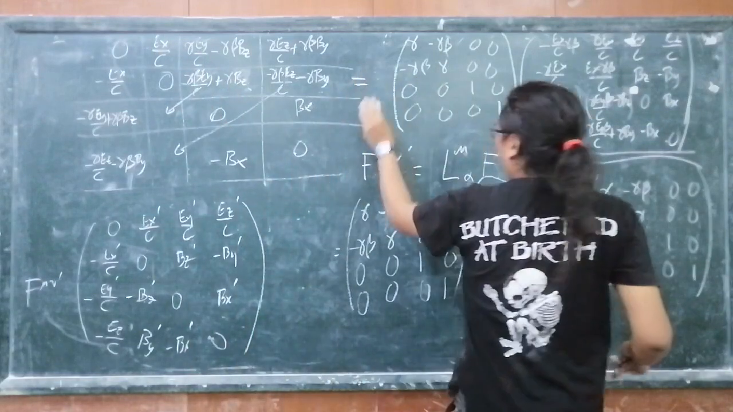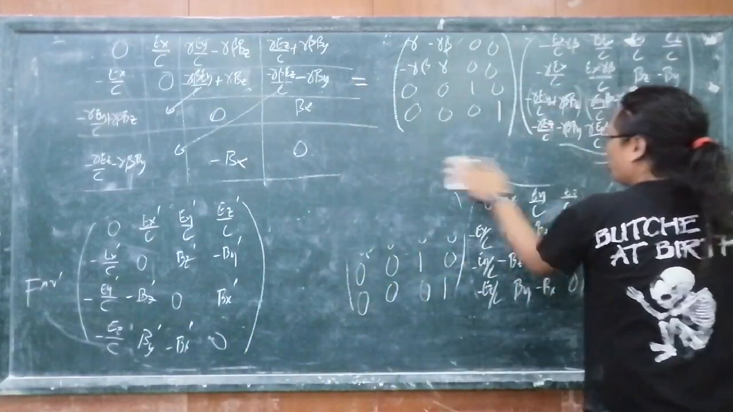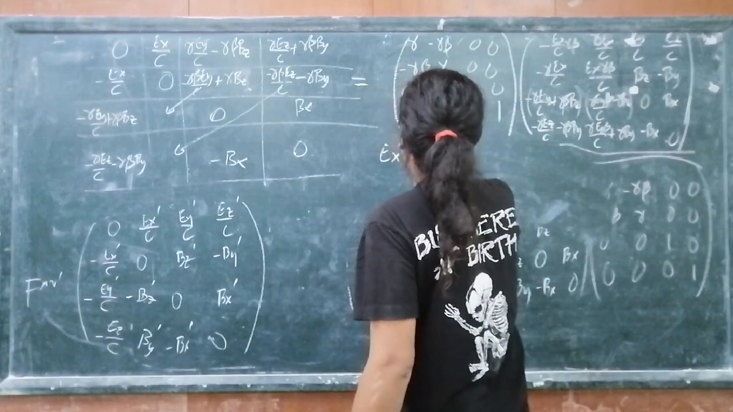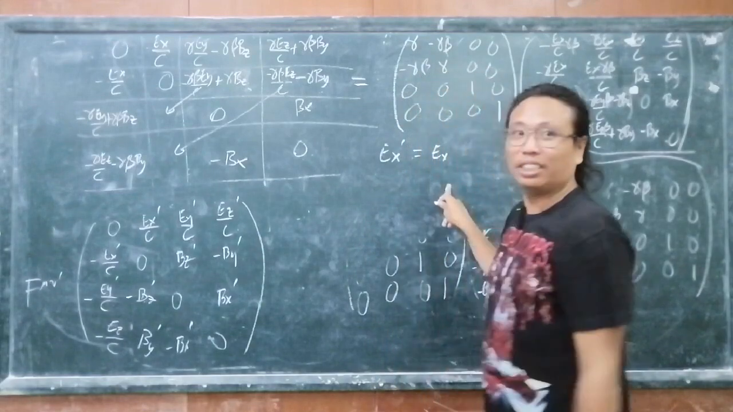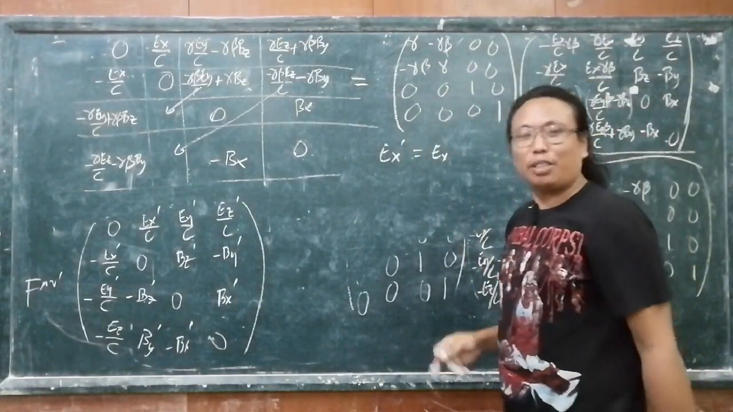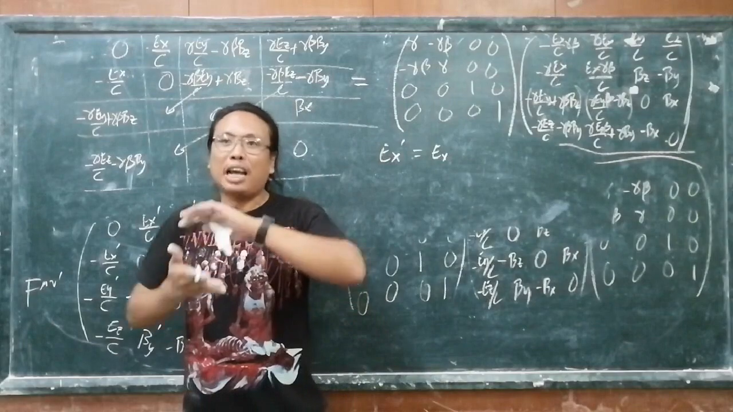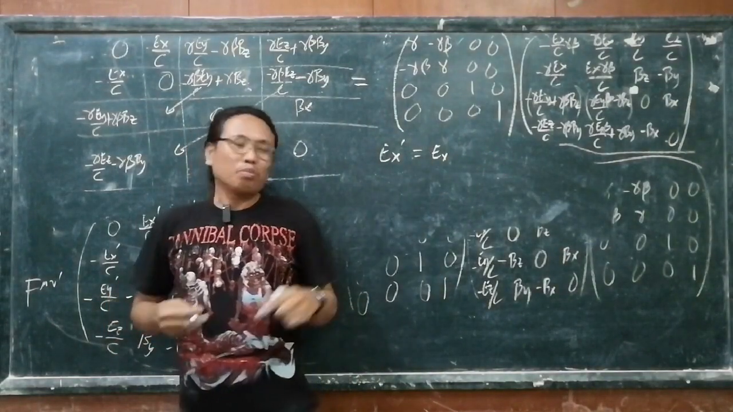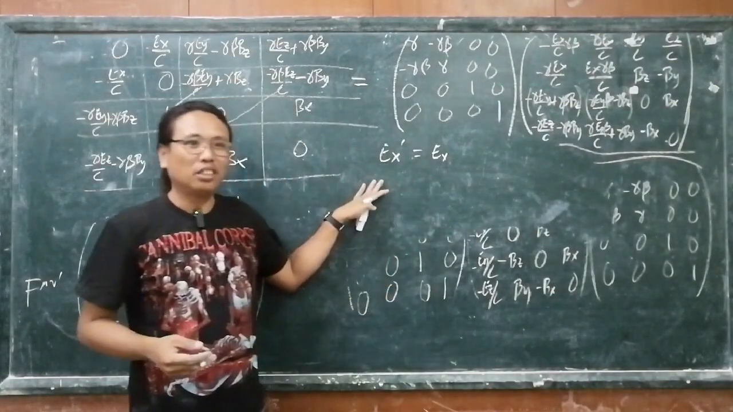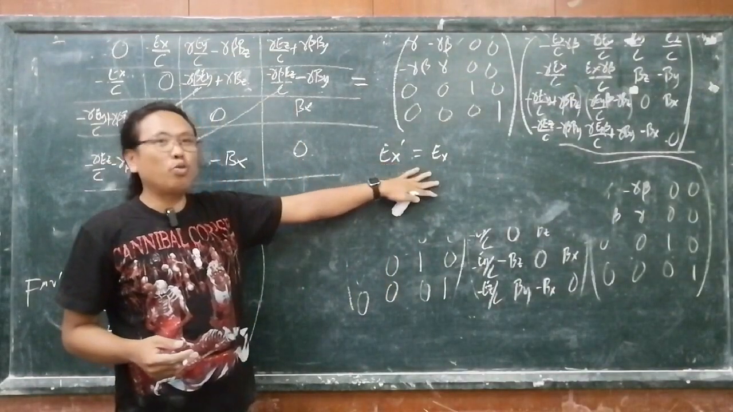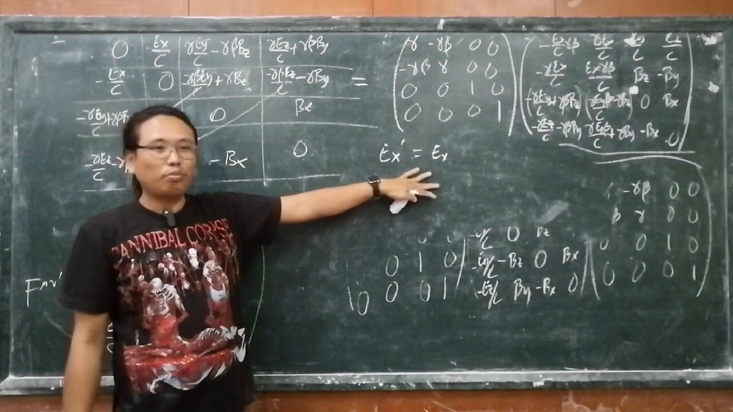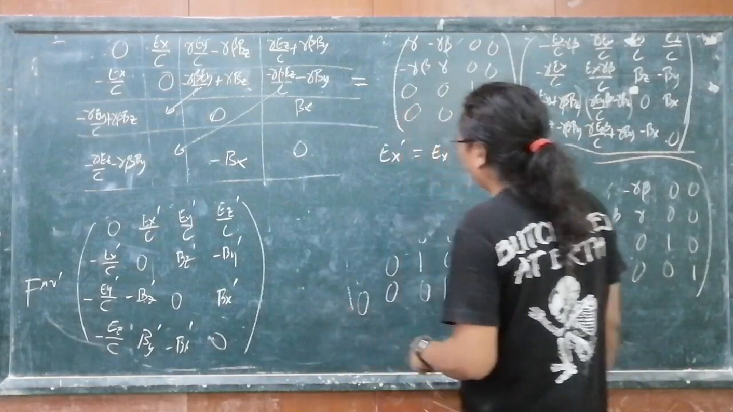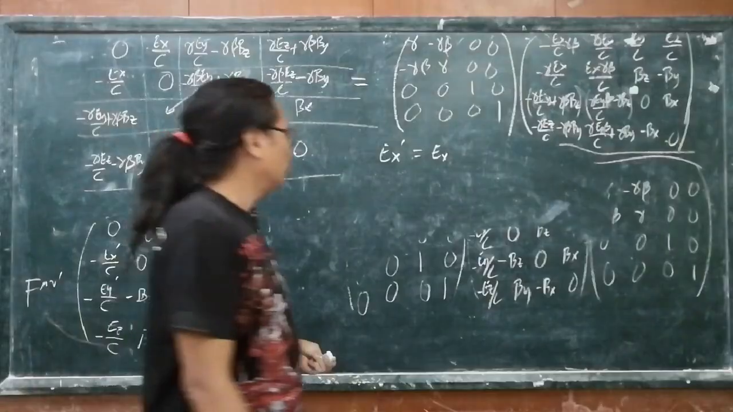So what do we conclude from that? What do you conclude from that? That is, EX prime equals EX, right? It means that the boost, where is our boost? Our boost is actually on the X, so that this is invariance. EX prime is equal to EX. The X component doesn't change there. Well, it should not.